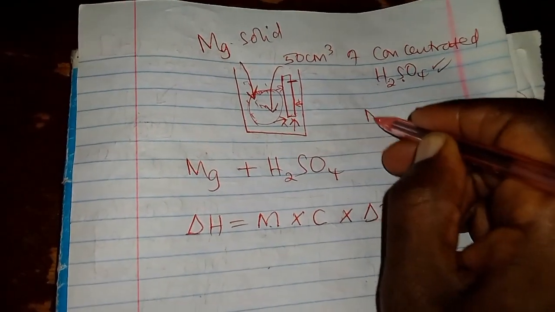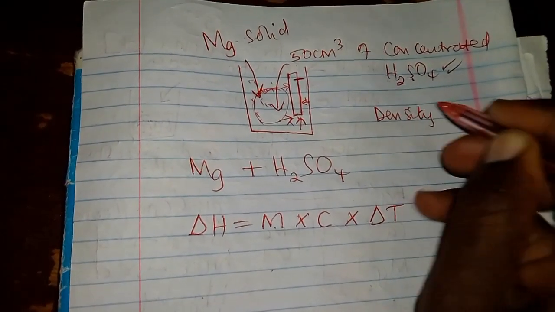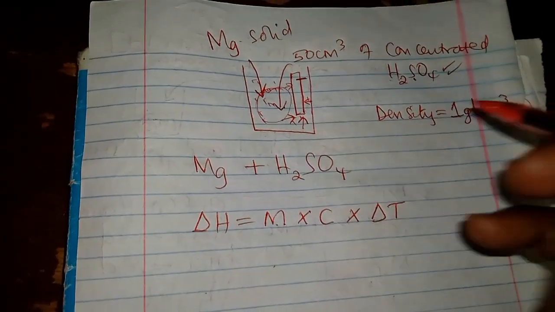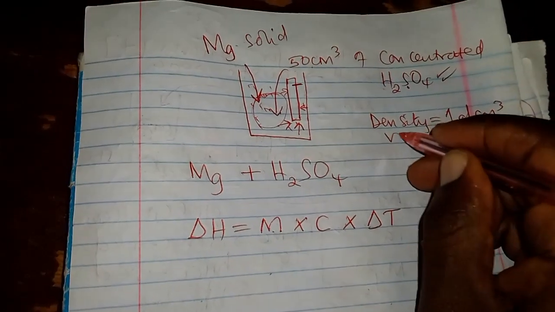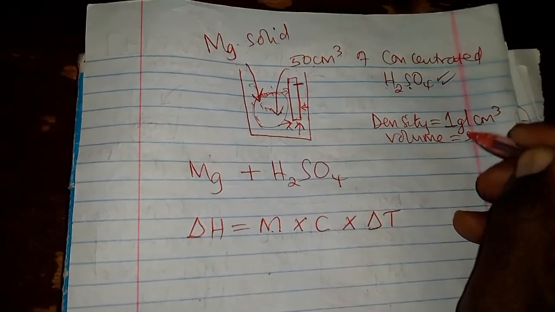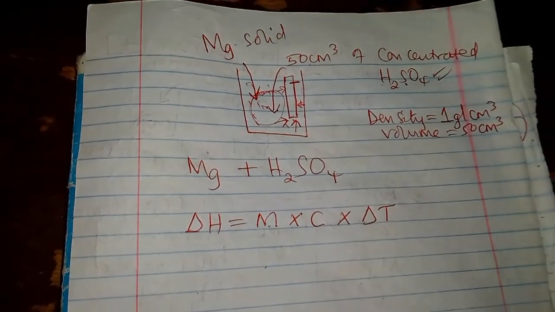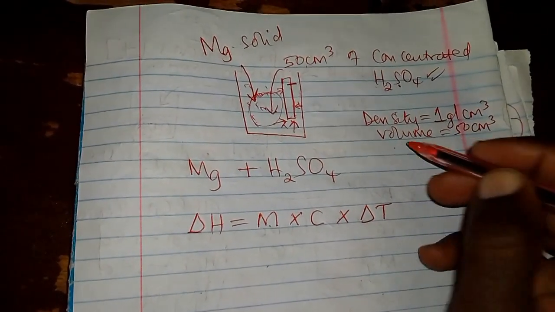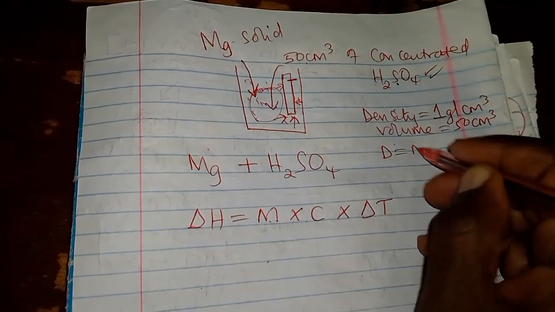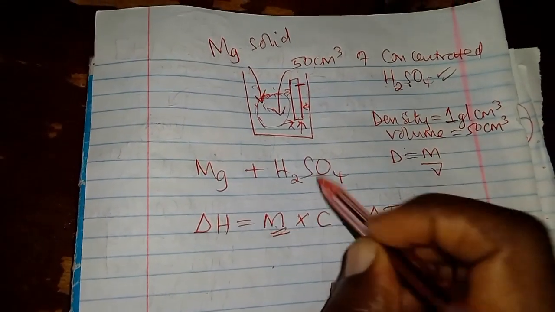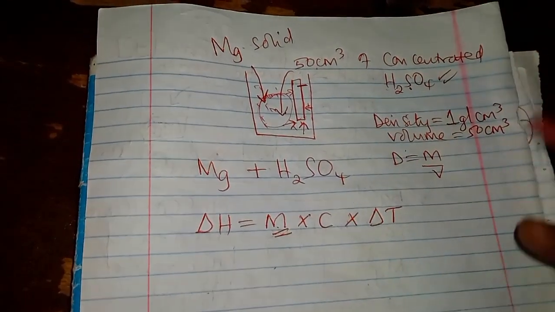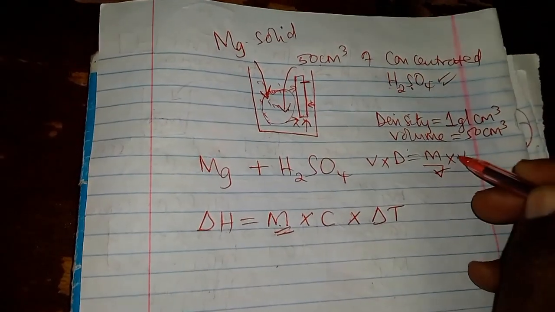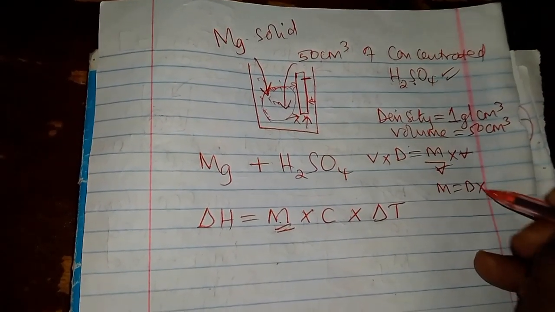You can be told that the density of the acid, or the density of the solution, is 1 gram per centimeter cubic. Then you have used 50 centimeters cubic as the volume. So what do we expect here? Density is equal to mass over volume, because we want the mass, and the volume and the density will give us the mass. So I multiply by V on both sides, and V and V will disappear. So mass is equal to density times volume.